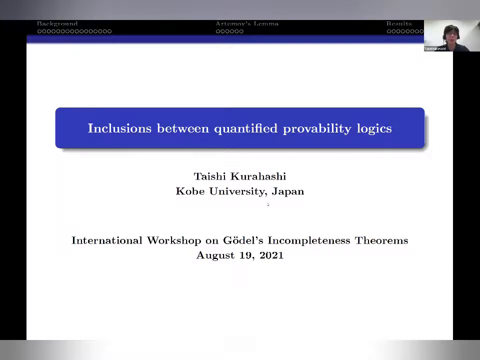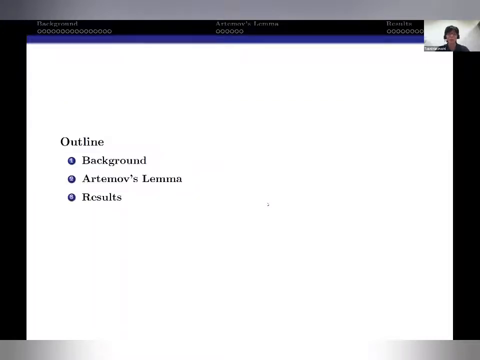Today, I'm going to talk about inclusions between quantified probability logics. This talk consists of the following three topics. At first, I will talk about the background of this talk. The second topic is about Artemis lemma, which is the main tool of my work. Finally, I will talk about my results. Okay, let's start the first topic.